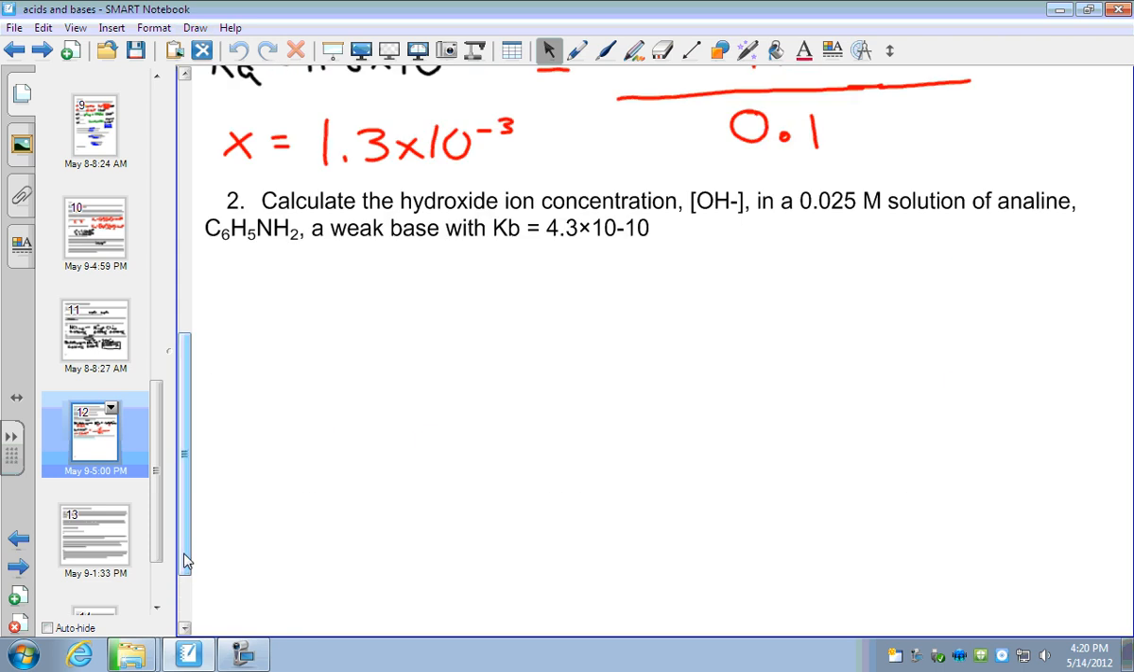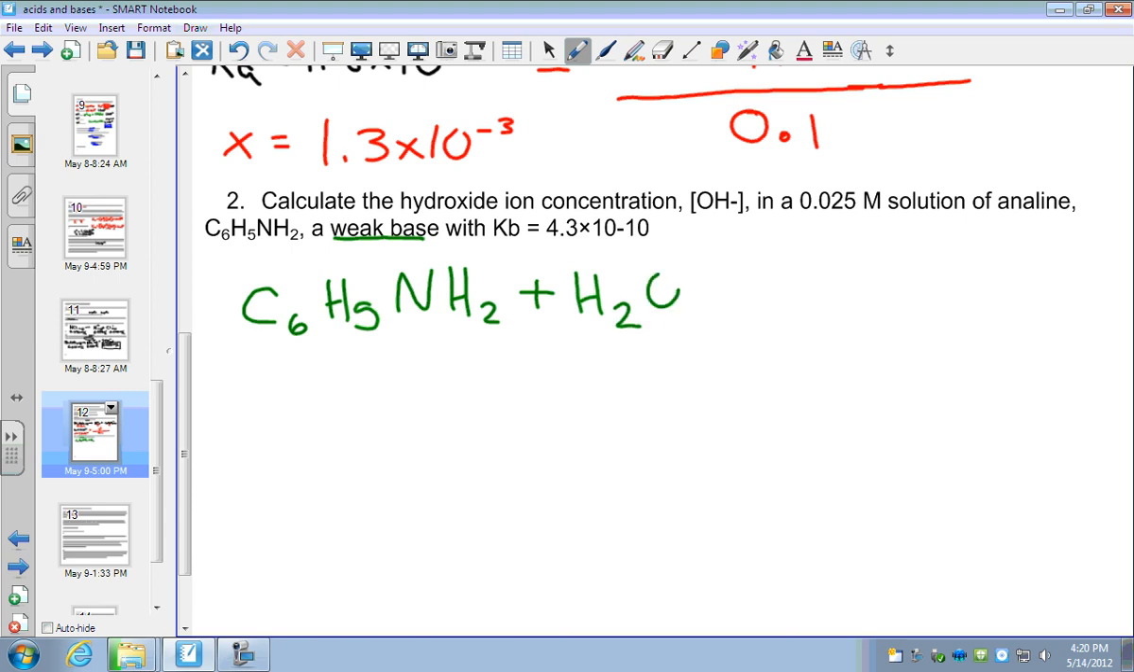It says calculate the hydroxide ion concentration in a 0.025 molar solution of aniline, which is a weak base. So right away they told us it was a weak base, so we need to follow these three steps. First step is a balanced equation. So a balanced equation for this is going to be C6H5NH2. And this said it was a base, so what's going to happen is I'm going to have OH ions. So in order to do that, I need water.